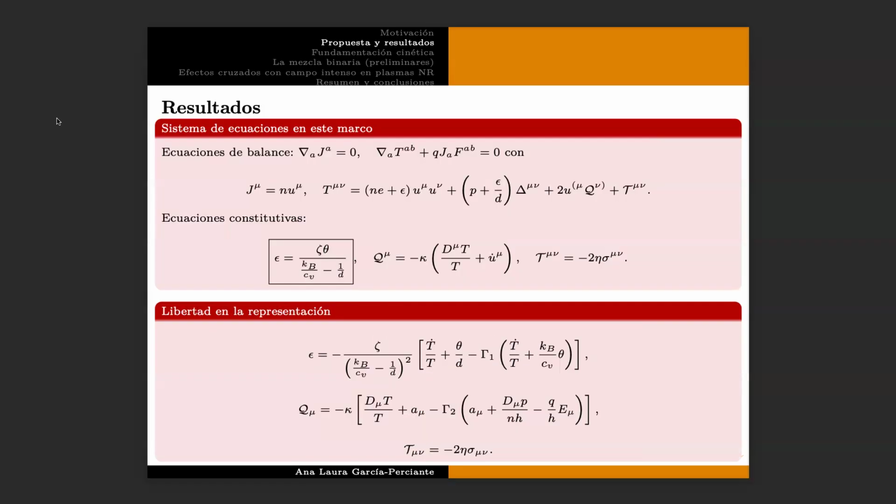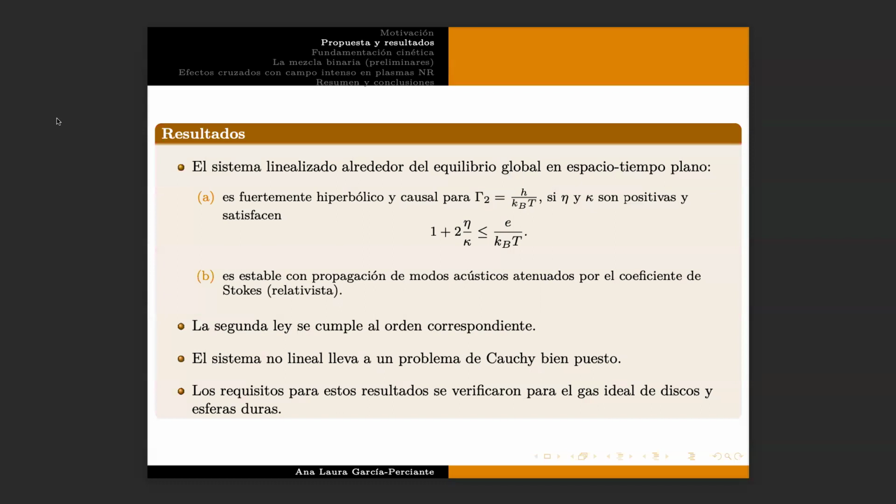No, because also this epsilon over here is a dissipative component. This part over here is a non-equilibrium contribution. So the result is that when one linearizes the system around a global equilibrium state in flat spacetime, the system is strongly hyperbolic. It's causal, if this inequality is satisfied, which we verified for the hard spheres and hard disks case, in d equals 3 and d equals 2.